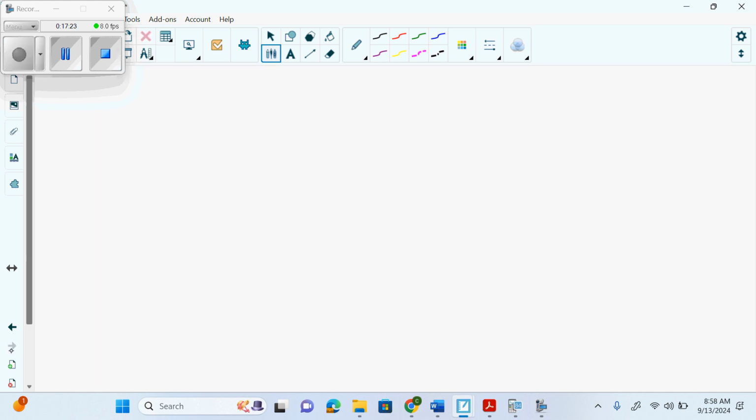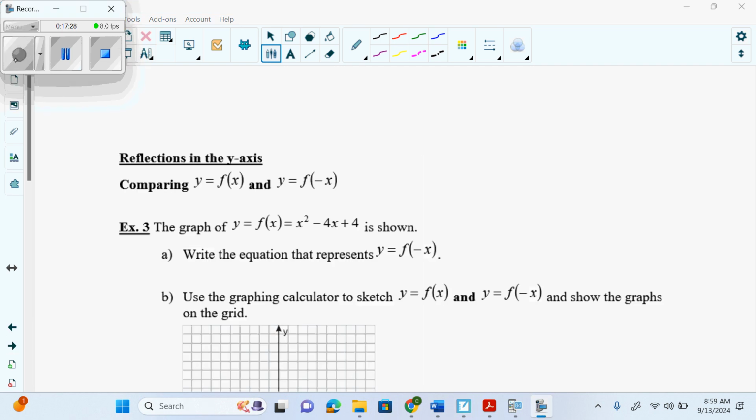Okay, this one's reflections in the y-axis. So if we look here, we have f(x) and then we have f(-x). All right, is the negative with the x this time or not? Yeah, so what's it going to affect in mapping? The x. So if it's with the x, it affects the x in mapping. If it's not with the x, it doesn't affect the x. Literally, that's all it is. So for our mapping, (x, y) becomes (-x, y).